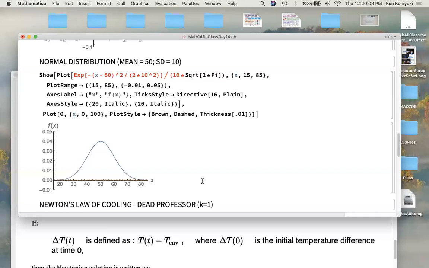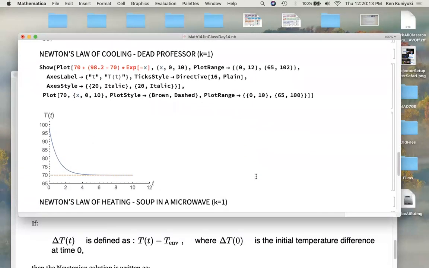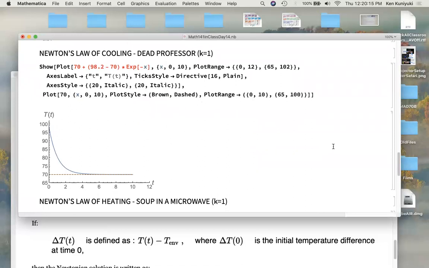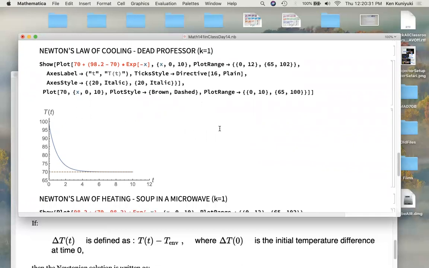Some more applications. Newton's laws of heating and cooling. My grad school friend liked to call this the dead professor problem. Let's say that you're CSI and you enter a room and you see a dead professor on the floor, knife in the back. Let's say it's me. Let's say that I wasn't cold-blooded when I was alive, and my body temperature was 98.2 degrees. That's the new estimate, I guess, 98.2 degrees.